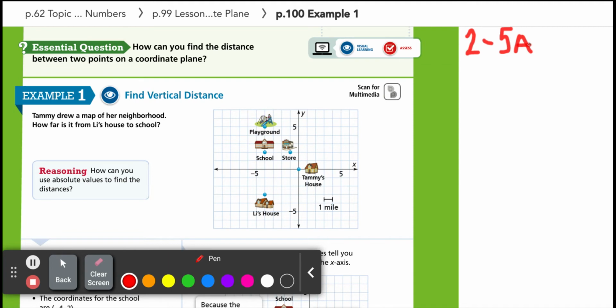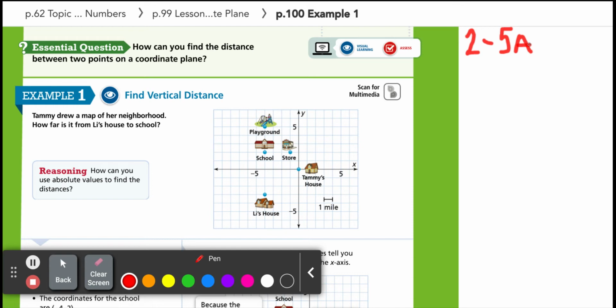So example 1 says that we're going to be finding the vertical distance. When you think about the distance of something, we're just going to be finding how much space is between 2 points. So what's the distance between the 2 points? Example 1 says, Tammy drew a map of her neighborhood. How far is it from Lee's house to school?